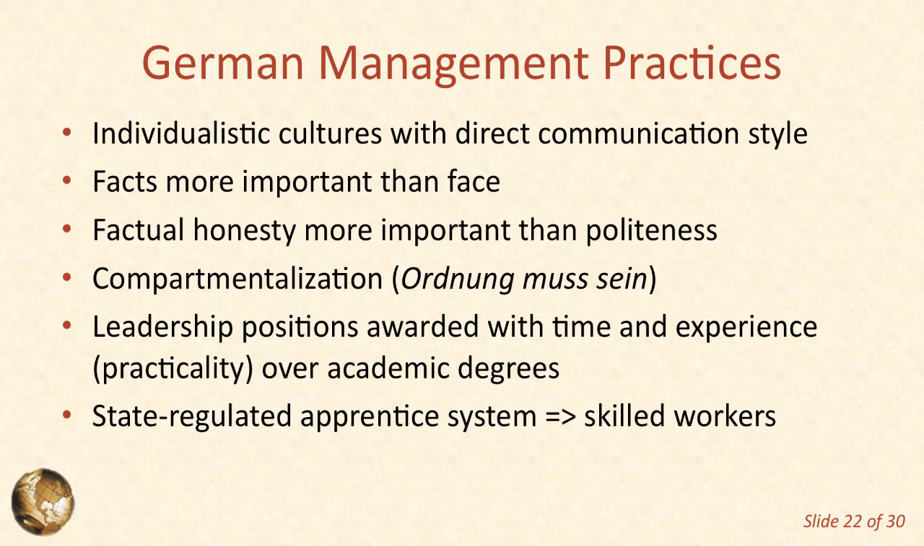So let's talk briefly about a situation in Germany, very different from Japan, very direct communication style. Germans tend to be very blunt and say what it is they think, and they find facts more important than politeness or maintaining face. So honesty is favored. And there's this German saying that Ordnung muss sein, there must be order, the sense that there's a place for everything and a time for everything. If you go to a German house, everything is very orderly and kept in its particular place.